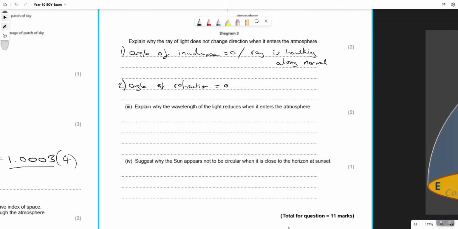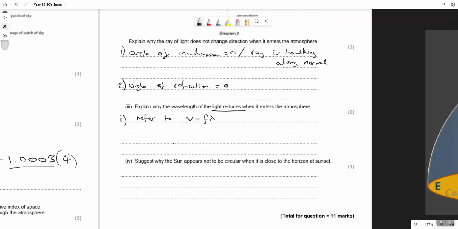Explain why the wavelength of light reduces when it enters the atmosphere. So there are 3 possible marking points to get this idea. So why does it reduce? Well, the first marking point is for a reference, so refer to v equals f lambda. Okay, so we have this equation: speed is equal to frequency times wavelength for a wave.